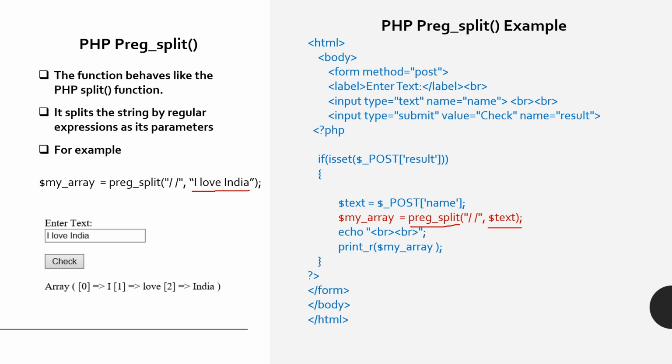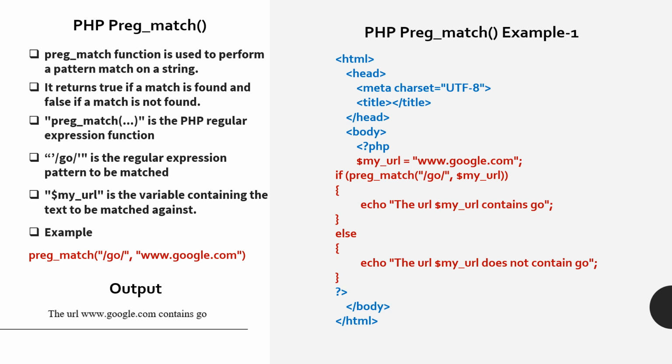This is the text. Then what we will get here is an array. In the first row, that is the first element of the array, that is I. Second element love, third element India, like that will be stored in the array. This is about preg_split. Now we are going to discuss preg_match.